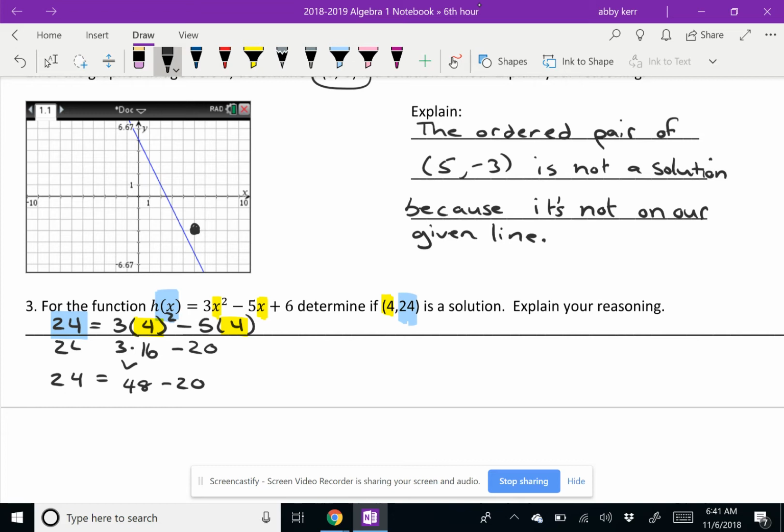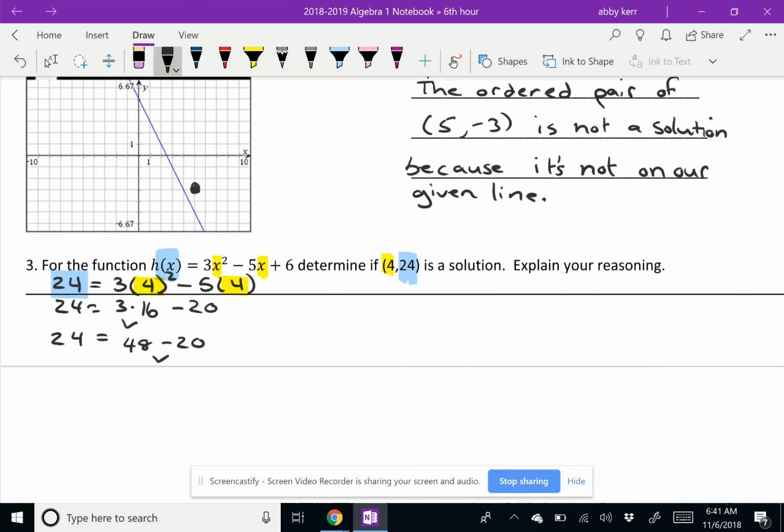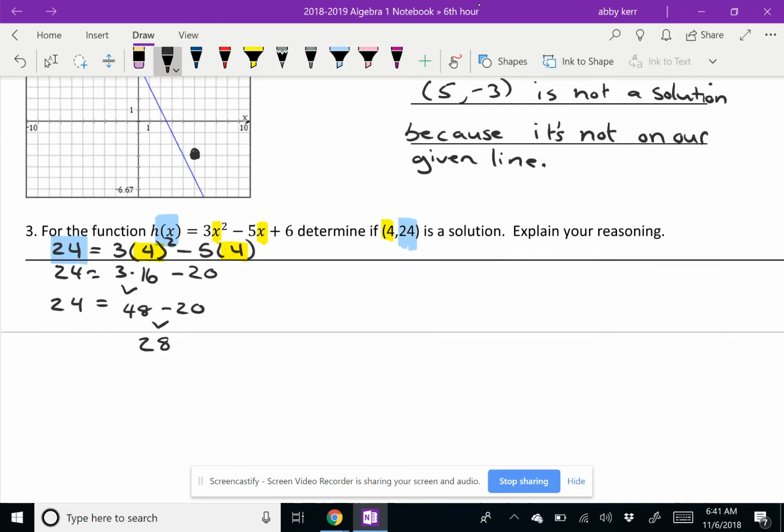I'm just going to drop down that 24 because we haven't used it yet. 48 minus 20 is 28. Notice I'm dropping down that 24. Does 24 equal 28? The answer is never. So you can say that this is not a solution because I got a false statement.